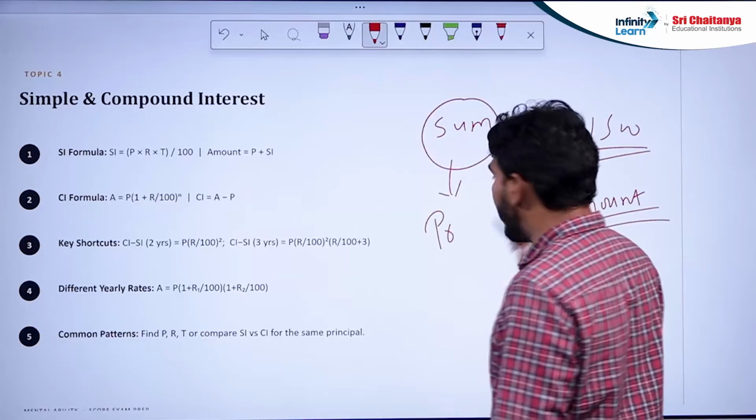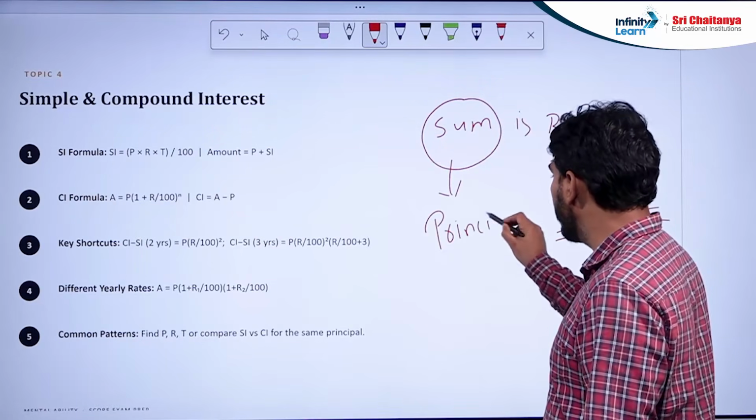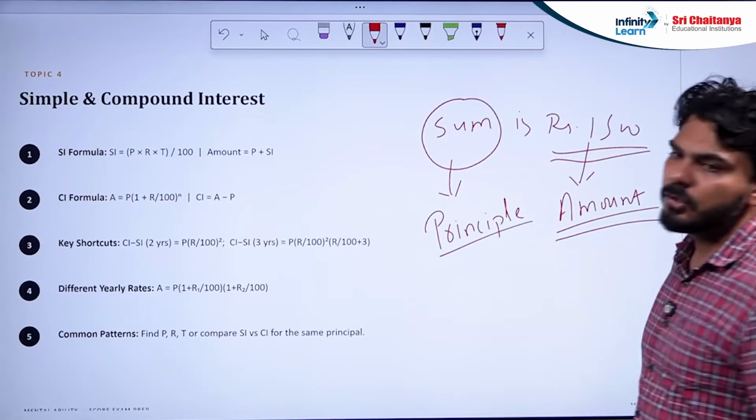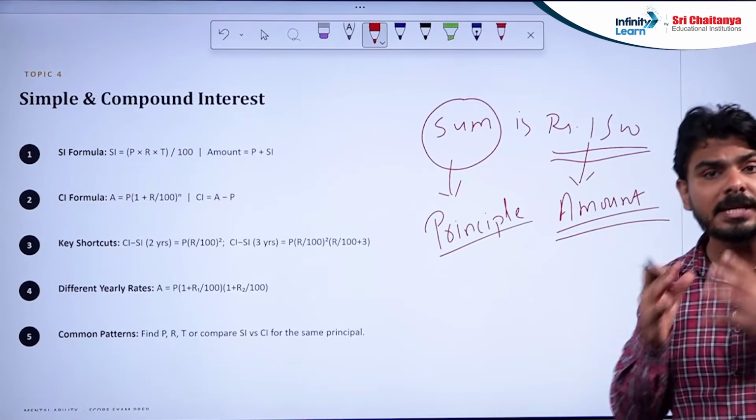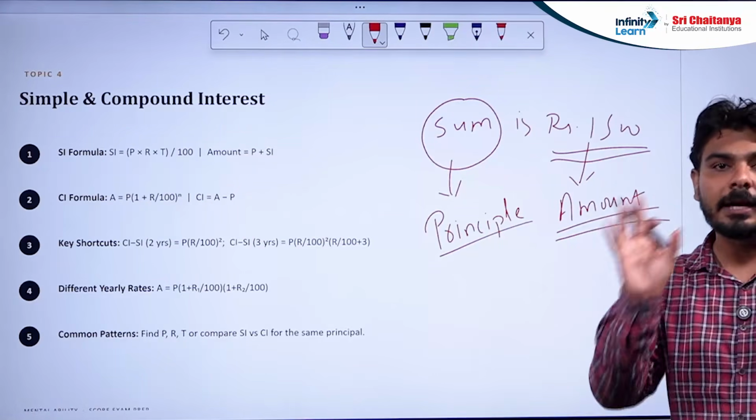Mostly, in 95% of cases, it means that it is principal. Okay, so principal. So this is the most important one. I will also tell you the major mistakes that most children make. That will be helpful for you, so you do not make that mistake in the exam.